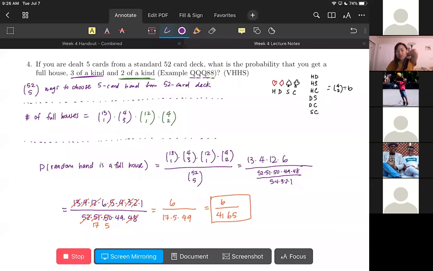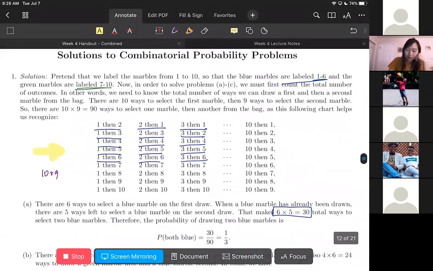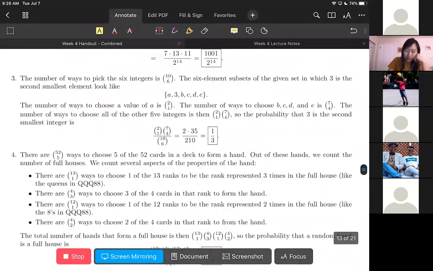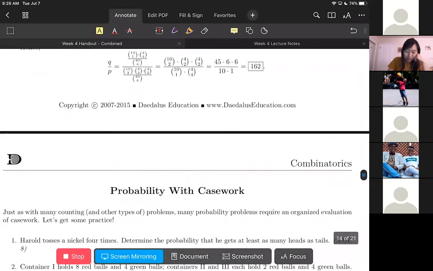Any questions on this problem? Cool. All right, so we did a lot of combinations here, and in the handout there's more exercises, so as homework I'll ask you to go through them. But we did a fair number of them together.